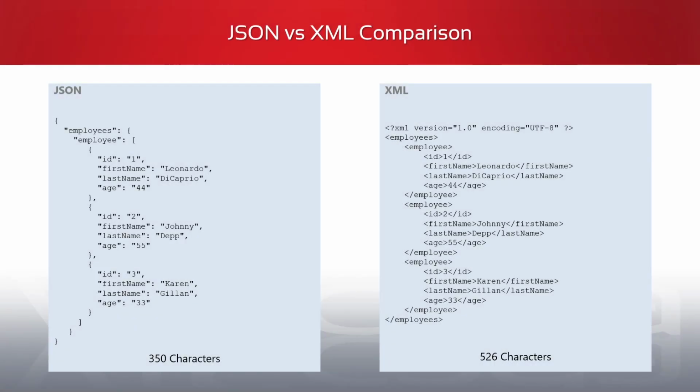So just to give you a little practical example, I've expanded our little employees database, if you like. And here I've got two examples, one written in JSON and one written directly in XML. We've got three employees, recording an ID, a first name, a last name, and their current age. On the left hand side the total amount is 350 characters, whereas to store exactly the same information within XML we have to use 526 characters.